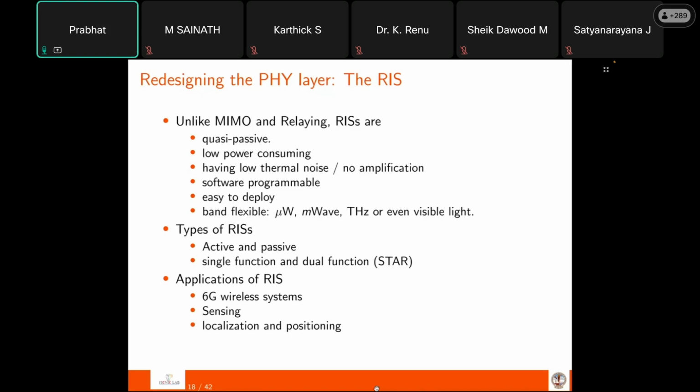Then you can also have dual function RISs. One example of a dual function RIS is STAR, simultaneous transmission and reflection, where RISs can be used for both transmission and reflection. We'll show this through one diagram. RIS applications involve a lot of 6G applications in wireless systems. You can use RISs for communication purposes as well as for sensing purposes. You can use RISs for localization and positioning also.